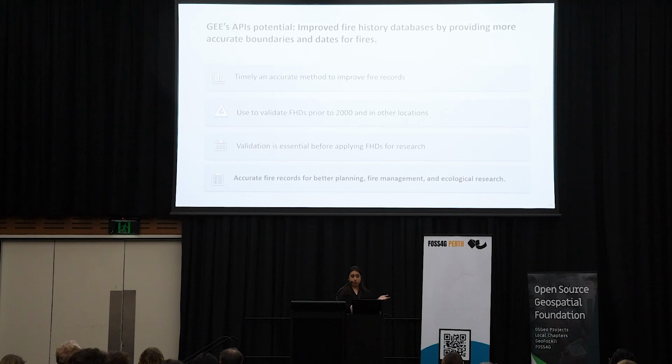So the Google Earth Engine APIs were really good to improve the fire history databases, and that's essential for other researchers that intend to conduct research in this area. And importantly, this method can be reproduced for fire records across anywhere in the world, pretty much.